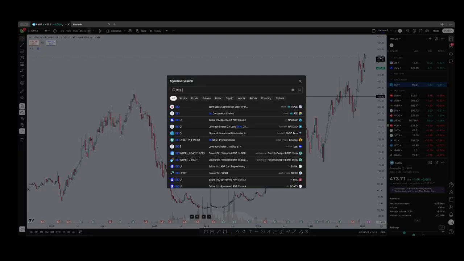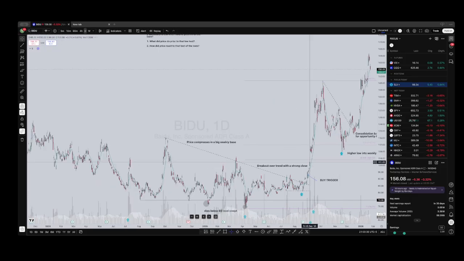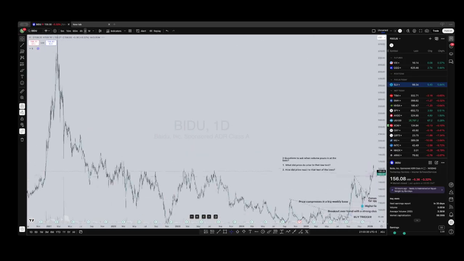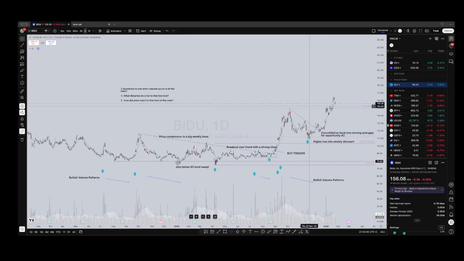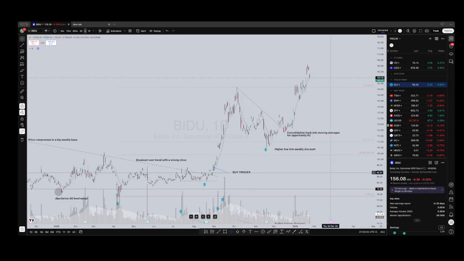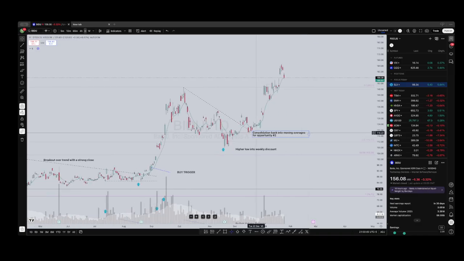We also got Baidu, just off the top of my head. This one I still have my analysis. What's crazy is I wrote this down. You see this consolidation back into moving averages for opportunity number two, back here. So this was before this move of 35%. Wow.